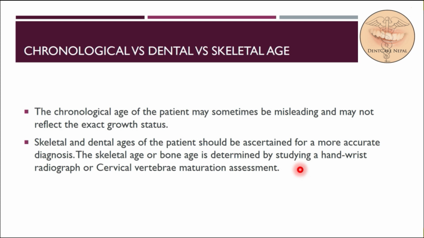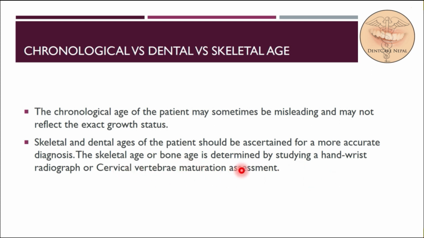For determining the age of the patient, chronological age, meaning the number of years from the date of birth, is misleading. It cannot reflect the exact growth status, because some persons are fast maturing, some are late maturing, and for some the growth spurt may occur early while in others it occurs later. So to check the reliable age for treatment, skeletal and dental age should be ascertained.